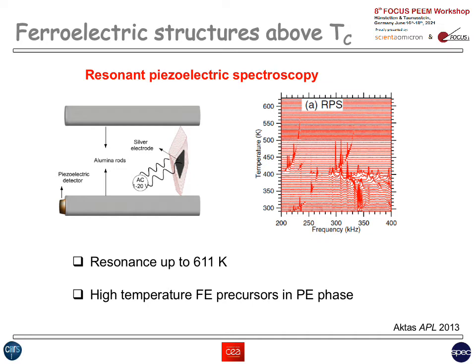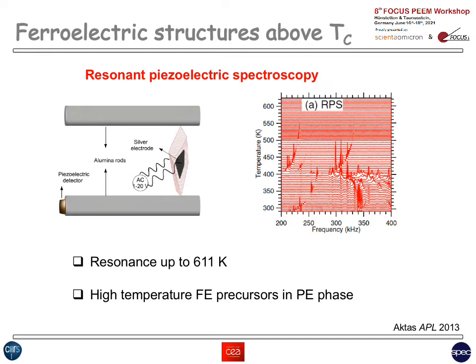Above the Curie temperature, then, we do not expect any polarity. However, there is a considerable body now of experimental evidence which suggests that even in the paraelectric phase there are polar structures. Here's one example.